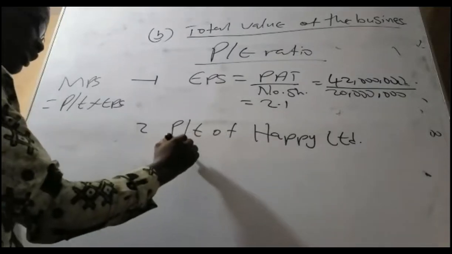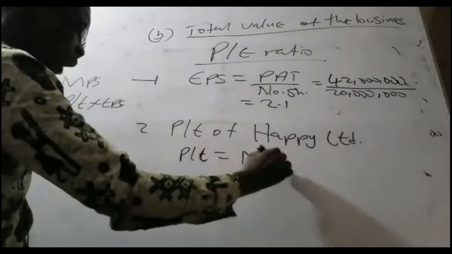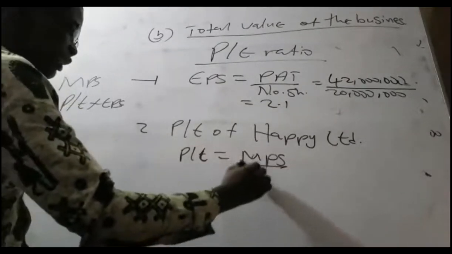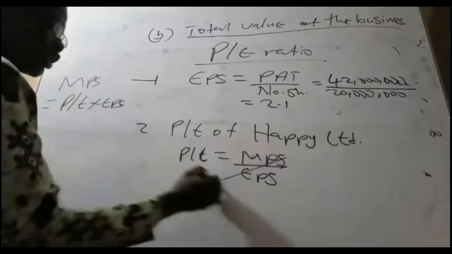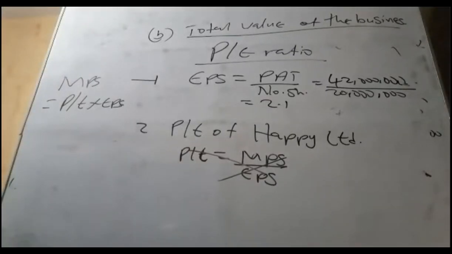They are given to us. PE ratio is equal to the market price of Happy divided by the earnings per share of Happy. You don't need to do all this. It has been given straightforwardly in the question to be 10, so you go and pick it. So the PE ratio has been given to us free of charge.